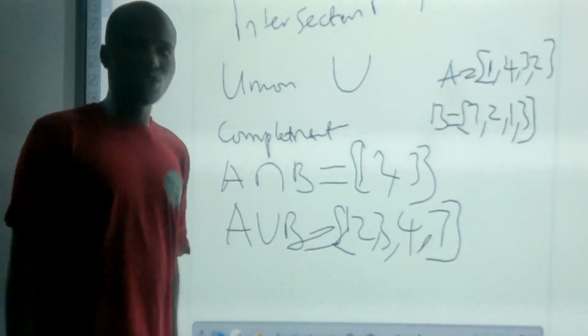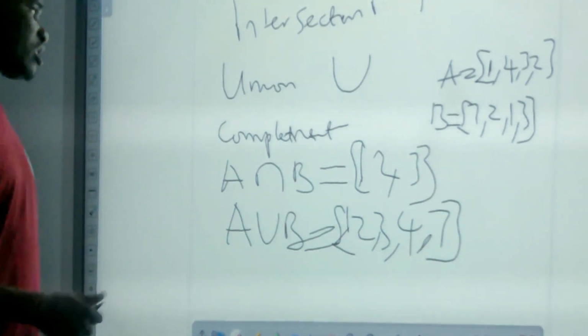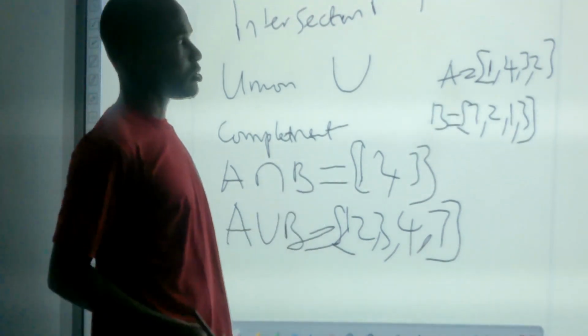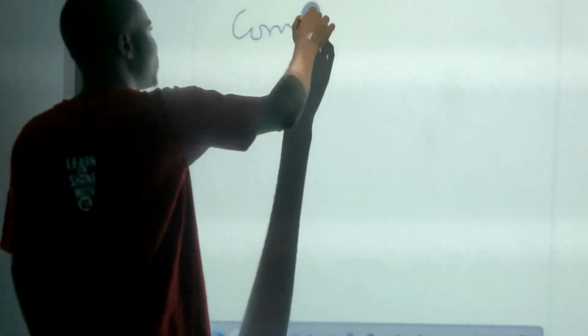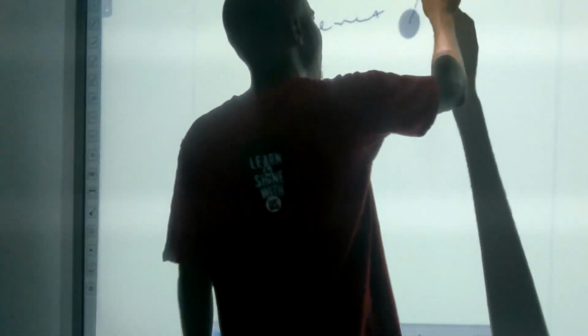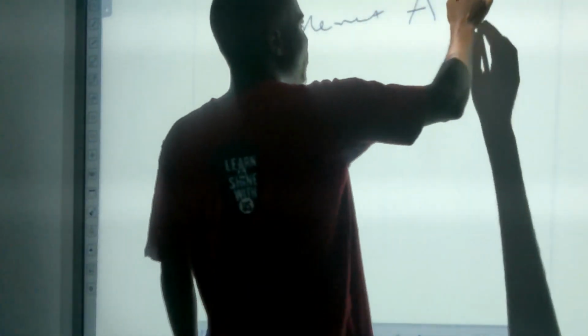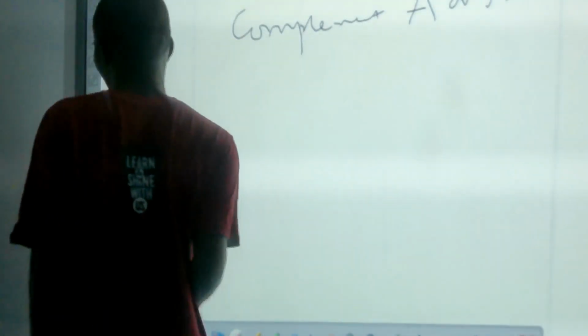Complement just explains those elements that we have in our universal set which are not in a given set. So let's assume you are done with union. Let's really talk about complements of sets, set complements. The complement of A is written as A complement, A raised to the power C, or A prime. That is the complement of A.